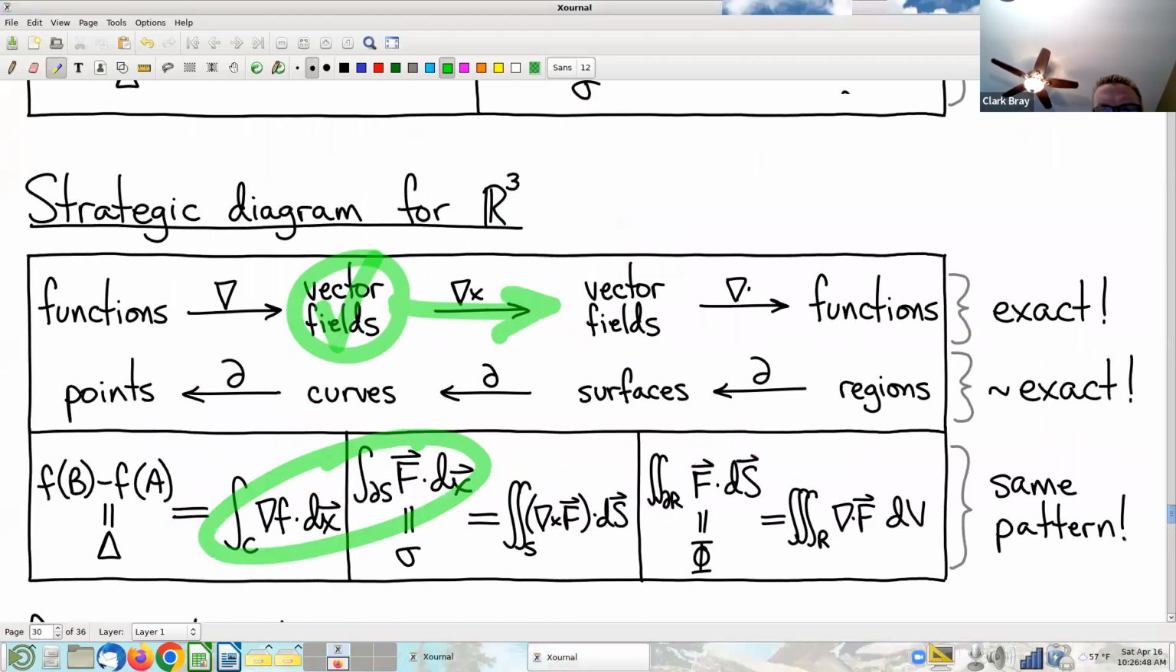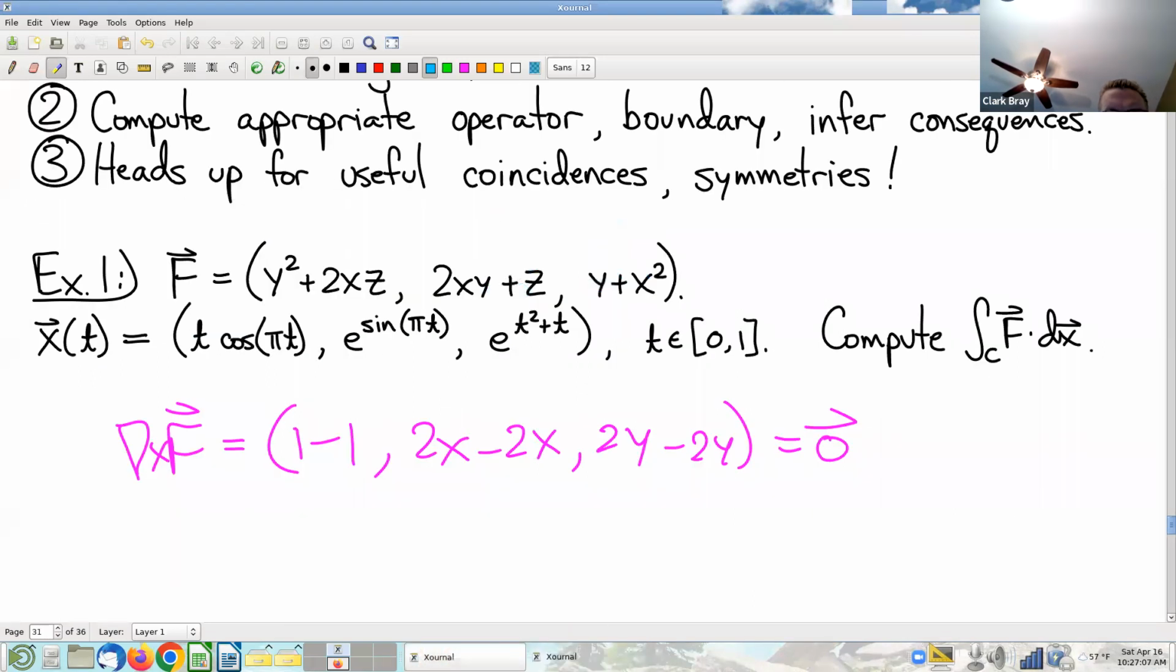Let's go back to our diagram. What does that tell us? We got 0, and that tells me that there is an anti-gradient. And so that tells me that I can use the fundamental theorem of line integrals if I want to. That's on the table. That's valid. Yeah, so that'd be one way to do it.